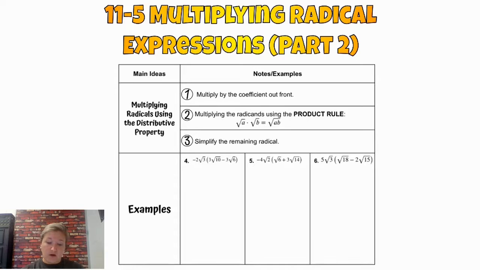All right, so moving on. So now we're going to kind of throw in some of those negatives and minuses. So you're going to make sure that you're paying close attention to that. So the rules still stay the same. So I'm going to distribute here and here. So that's a negative 2 times 3. That's going to give me a negative 6 square root of 30.